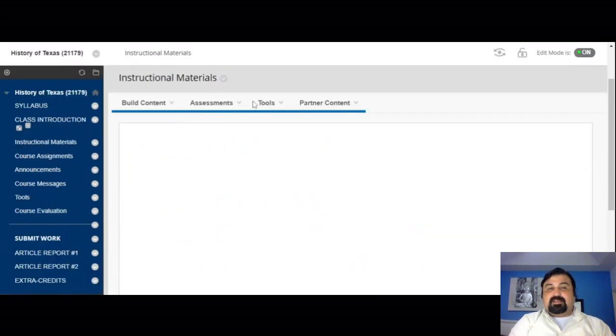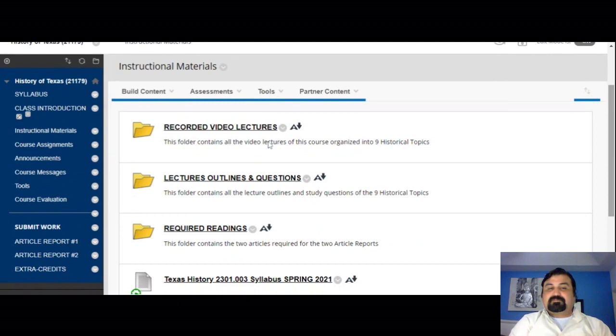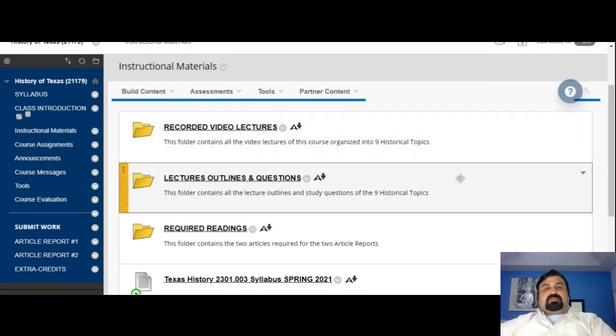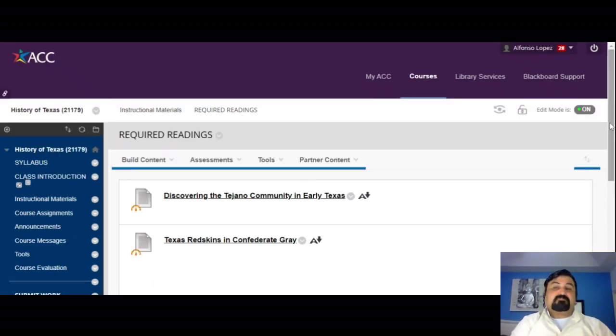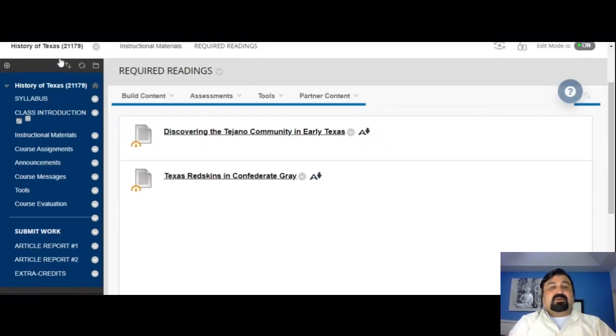Okay, and also you're going to have another folder that says lecture outlines and questions. Okay, so lecture outlines and questions are all of the outlines I present to you of each topic. All of the bullet points, I'm going to share them and post them there. As a matter of fact, they're already there. Okay, they're available for you to review and so on. And the required readings as well. Those are the articles that you need to read to carry out those article reports. Okay, that's under instructional materials.